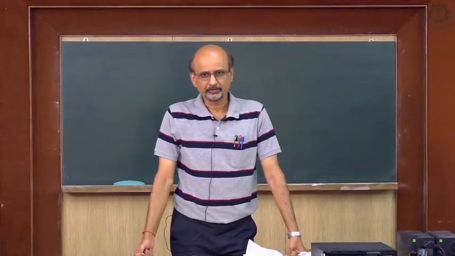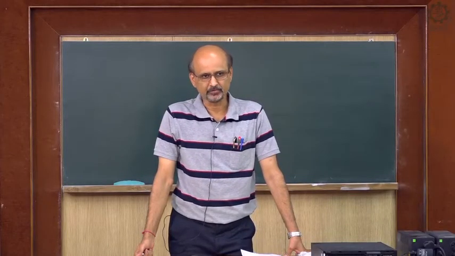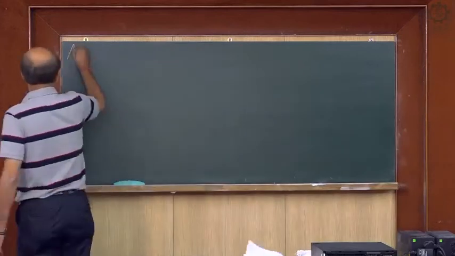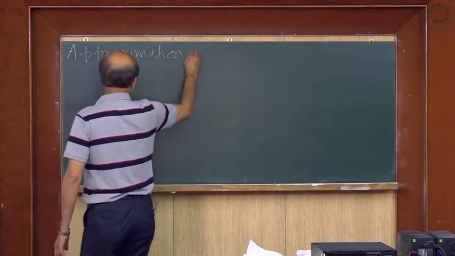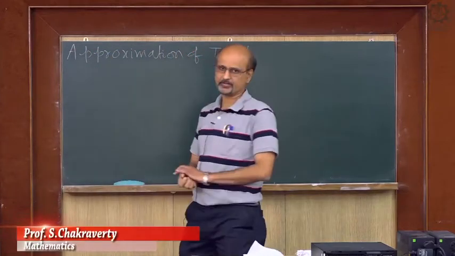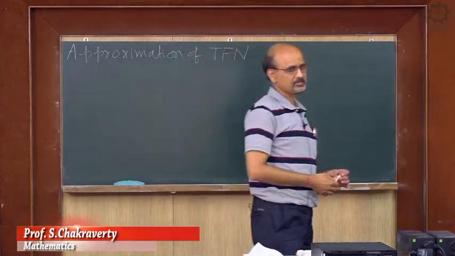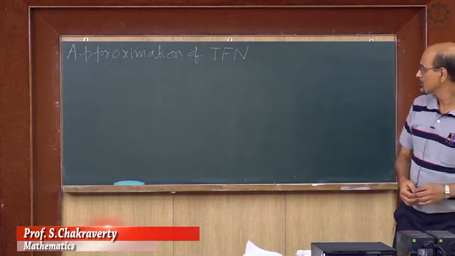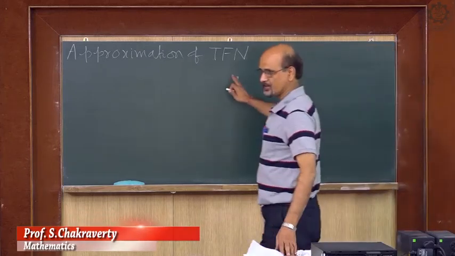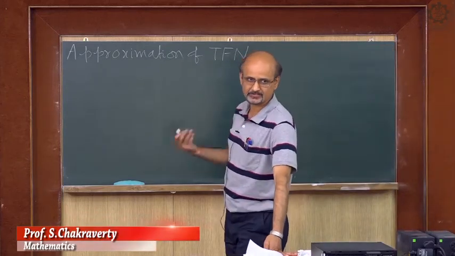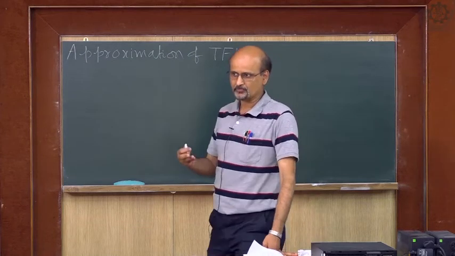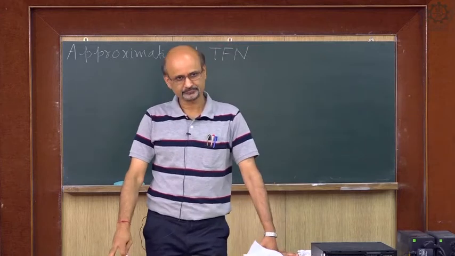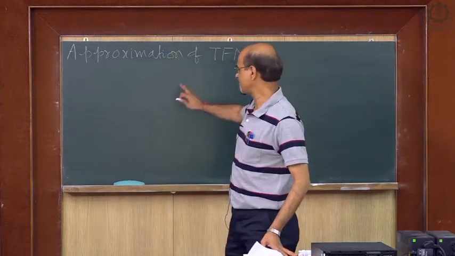So, we are doing triangular fuzzy numbers. Today, we will do approximation of TFN, that is triangular fuzzy number. We have seen triangular fuzzy number addition and subtraction. You use the direct formula or using alpha cut. It is very easy for addition and subtraction.